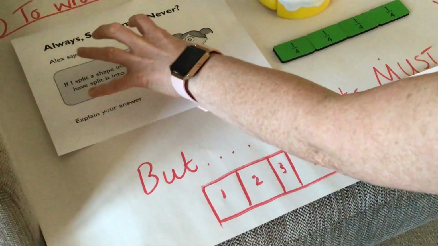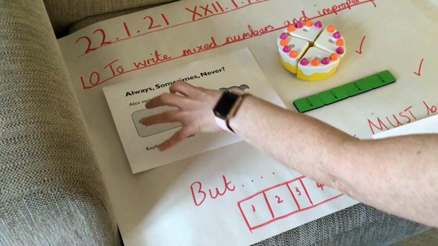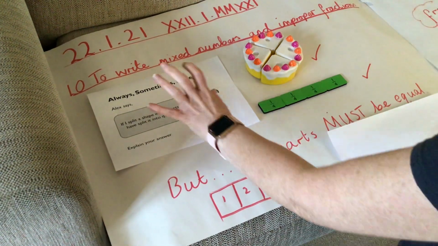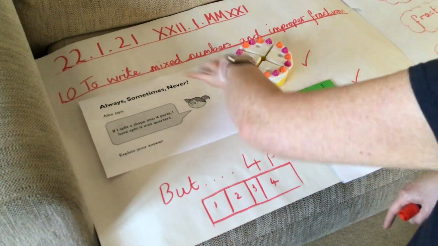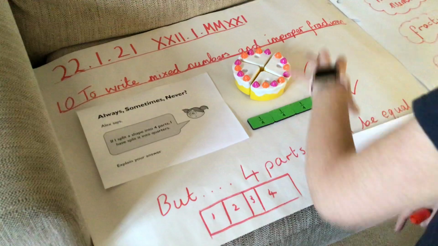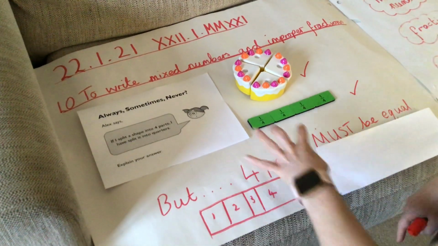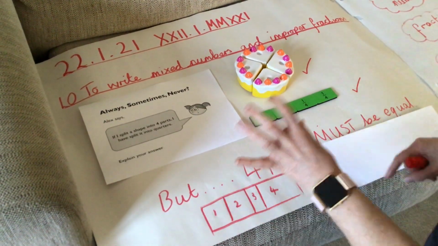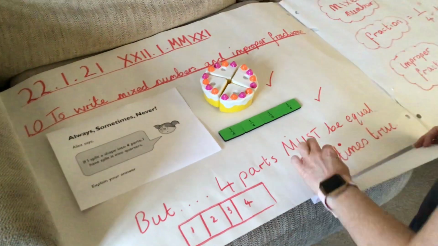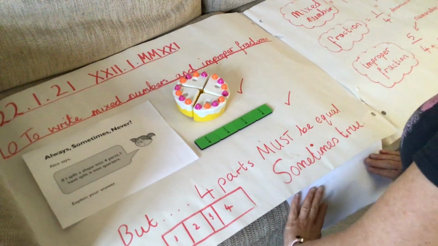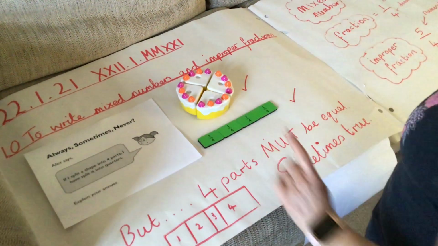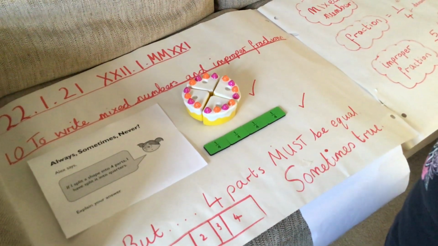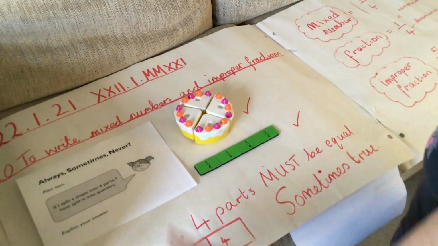So is our statement always true, sometimes true, or never true? Well, we've shown that it can be true there, and we've shown that sometimes it's not true here. So our answer is it's sometimes true, because she hasn't said equal parts there. Okay, that was yesterday's lesson.